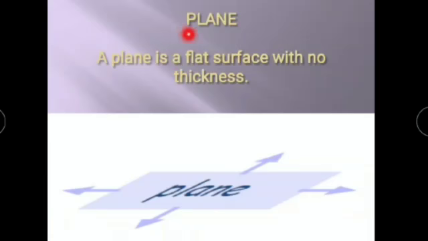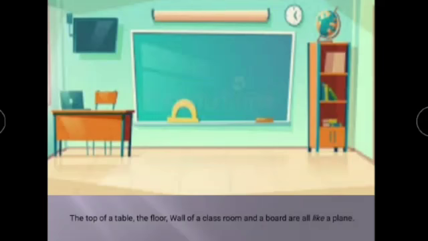Next we will learn about plane. A plane is a flat surface with no thickness. The top of a table, the floor, walls of a classroom, and a board are all like a plane.